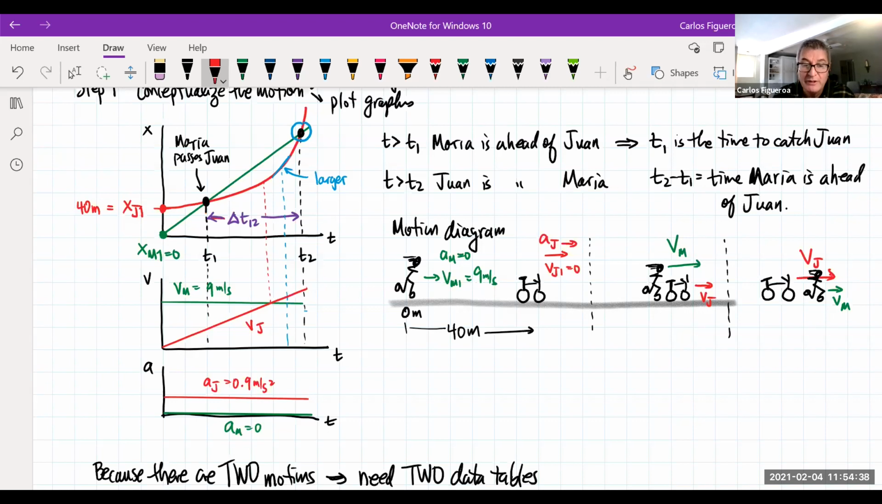So in order to really answer the whole question, I have to calculate the distance x1. That's the distance that Maria needs to travel to catch him. And then the time is t1. And then the second time that we were talking about here is how long does she stay ahead of Juan?